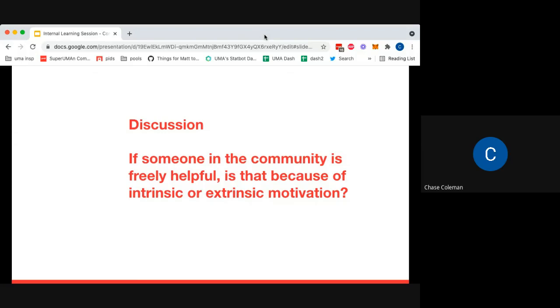Yeah, I guess I would have argued intrinsic because, I don't know if you chose carefully to put the word "freely" in here, but this is kind of someone in the community who saw the word "freely", and I thought they were just being helpful because they intrinsically find being helpful useful.